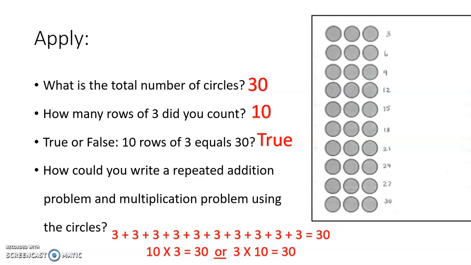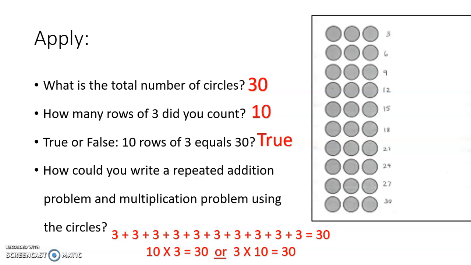4, 5, 6. Move it down again. 7, 8, 9. Move it down again. 10, 11, 12. Move it down again. 13, 14, 15, move it down again. 16, 17, 18, move it down again. 19, 20, 21, paper down again. 22, 23, 24, move it down again. 25, 26, 27, move down again. 28, 29, 30.